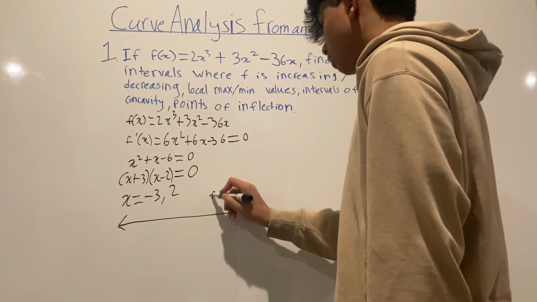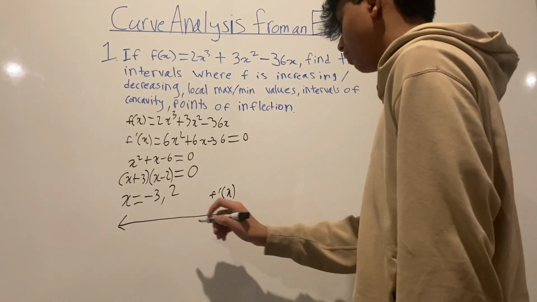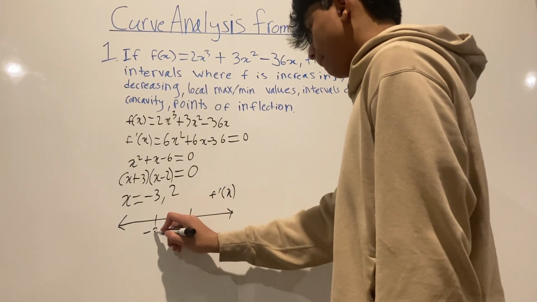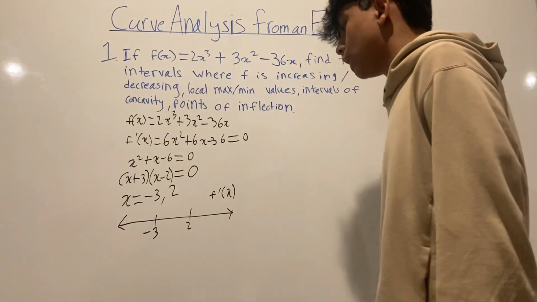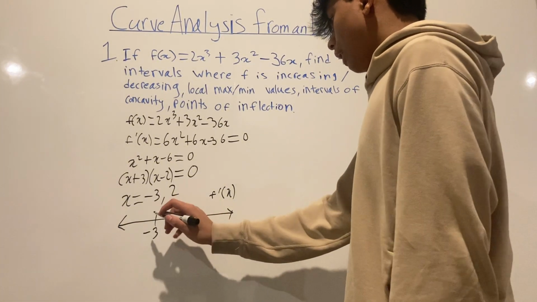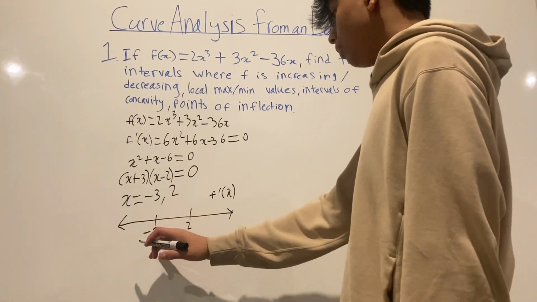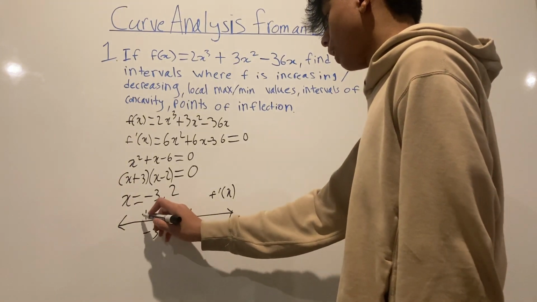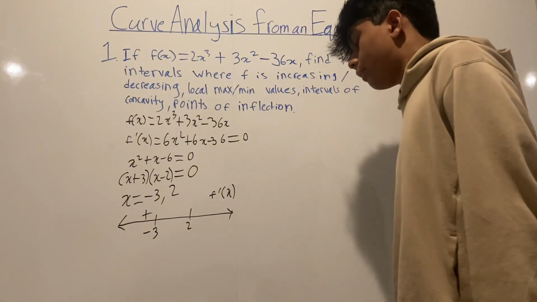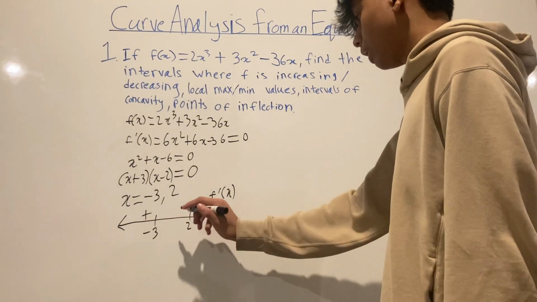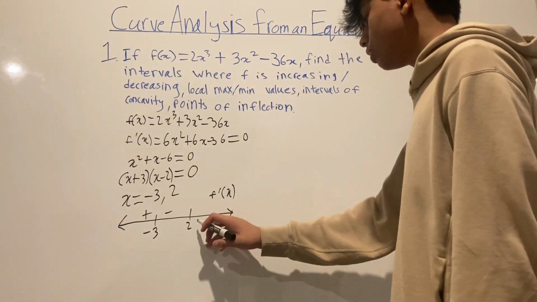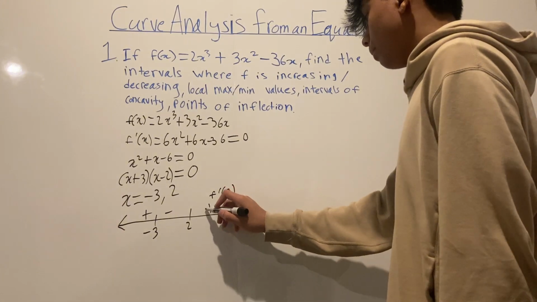And this is the sign diagram of f prime of x, the first derivative graph. So negative 3 and 2 are what we're going to put because that's what x equals. And if you plug in a value to the left of negative 3, so if you plug in negative 4, it's going to be a positive value. And if you plug in a value between negative 3 and 2, like 0, you'll have a negative value. And if you plug in a value greater than 2, so 3, you'll get a positive value.